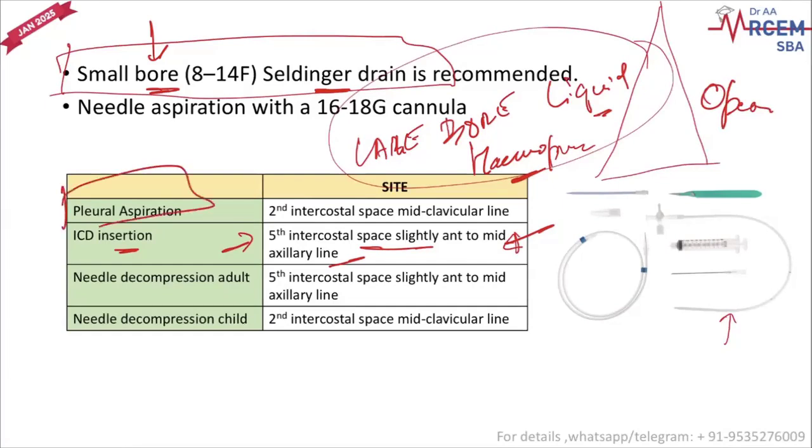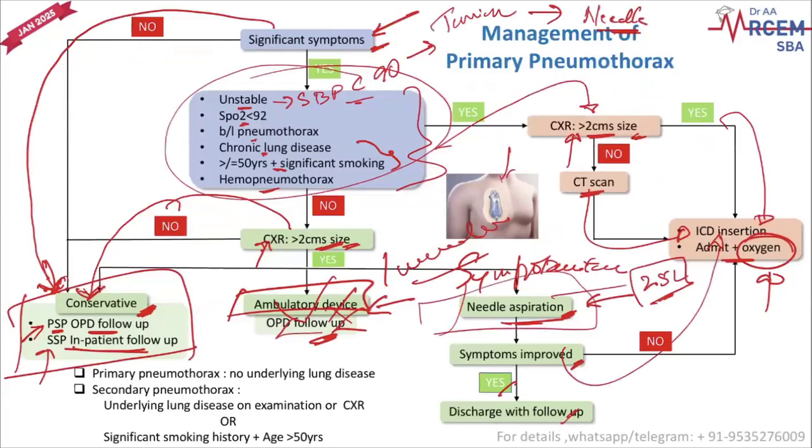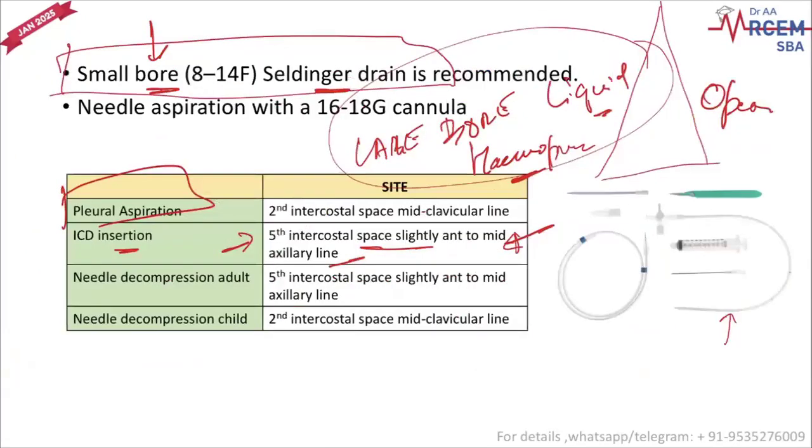I spoke about a pleural aspiration here. This is the needle aspiration or the pleural aspiration that I spoke about. It is different from needle decompression. Pleural aspiration is done in the second intercostal space, mid-clavicular line. Needle decompression is different. You put a needle to decompress the tension that is present. Pleural aspiration is you're aspirating the air that is there. Two are different things. The position is different in adults. It is in the second intercostal space, mid-clavicular line for pleural aspiration. For needle decompression, it is the fifth intercostal space, slightly anterior to the mid-axillary line. Thus, this is the differentiating factor you need to remember.